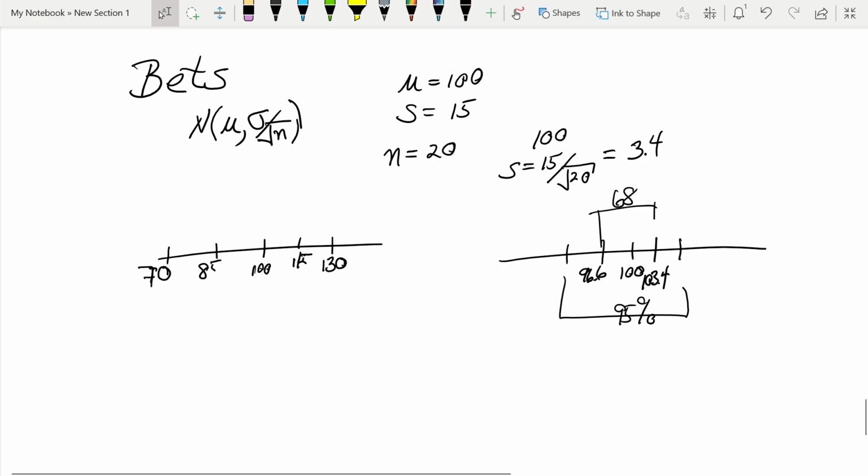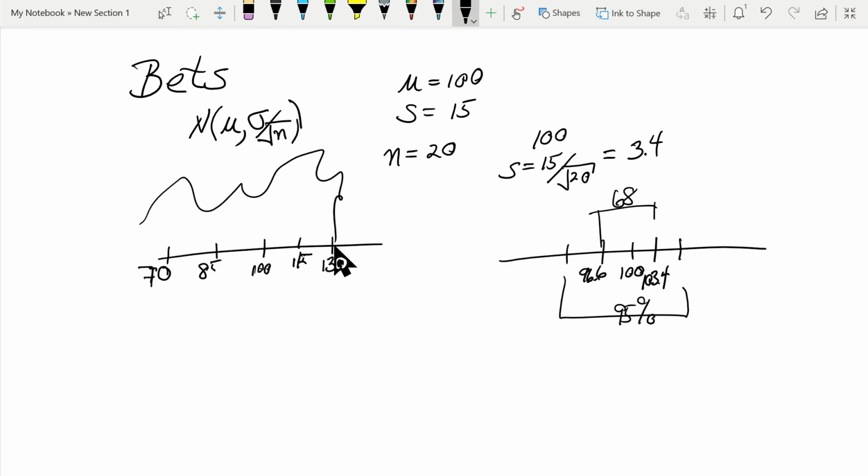And look at the difference in the spread. The original distribution of individuals goes from there to there with a 95% bet. The distribution of the averages goes from 96.6 to 103.4 with 68% odds. Literally, I shrunk this thing from here to there. And it's normal. It doesn't matter what this one looks like. It can look like that. This one will look like a normal.